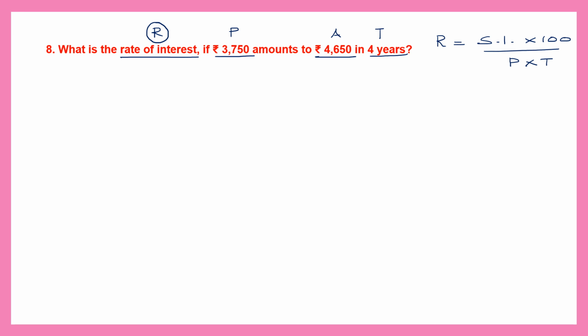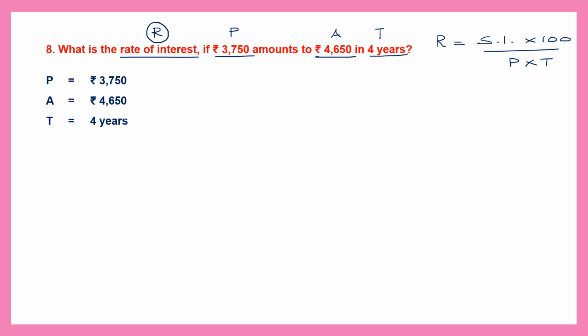Now, do we have the values for all these? Do we have the value for T, time? Yes, we have 4 years. Do we have principal? Yes, we have. Do we have simple interest? No, we don't have simple interest. So if we have to find the rate, first we need to find simple interest. So let's begin by writing what we've been given. So we have the principal, we have the amount, and we have the time given to us. So first we're going to find simple interest, and then we're going to use this formula to find the rate of interest.